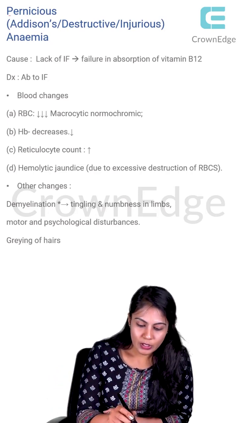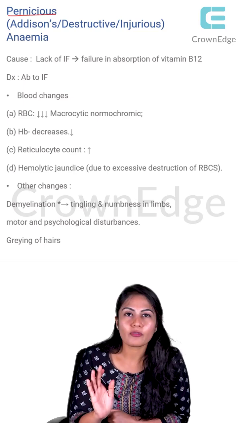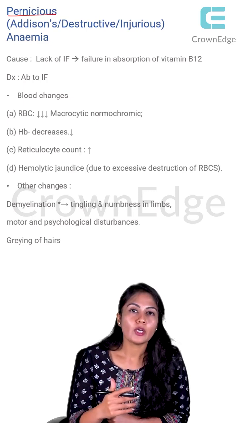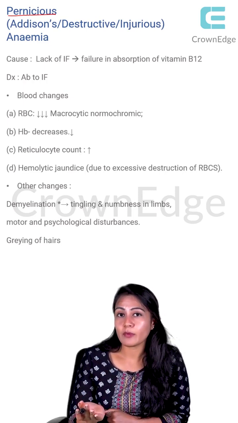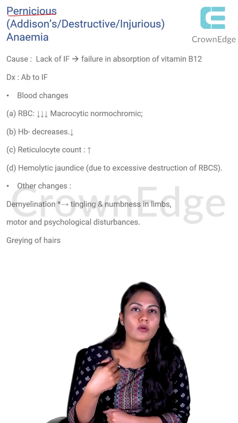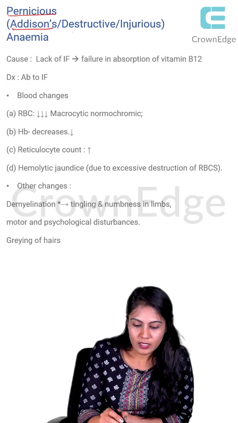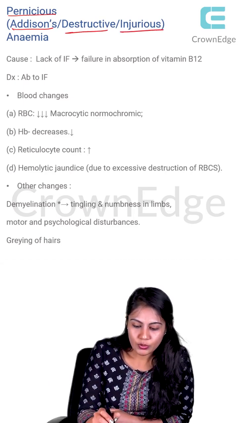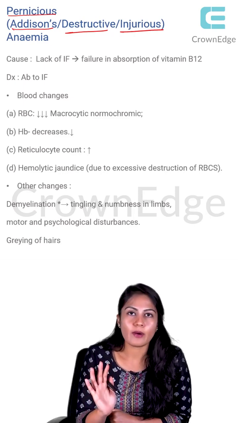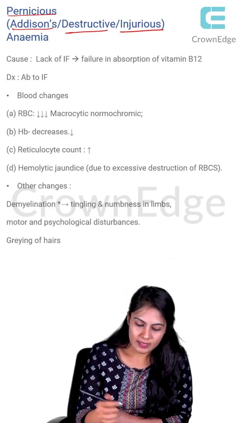The first is pernicious anemia. This has lots of names, right? You must have a nickname of yours also. In school, you must have been called by some other name. Your close friends call you by some other name, your mom and dad call you by other names. Like that, this anemia is also called by various names. Let's see that: Addison's anemia, destructive anemia, injurious anemia, or pernicious anemia. These are nothing but the same anemia. Whatever the examiners ask in the exam, these anemias are the same, right?